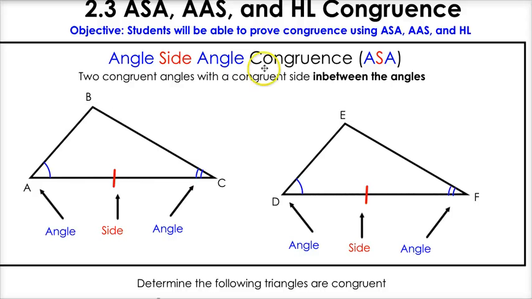We're going to be talking more about these shortcuts to proving congruence. Remember, we don't have to know that all the sides and all the angles are congruent to prove that two triangles are congruent. We could do little shortcuts here, right? We don't need all the information.